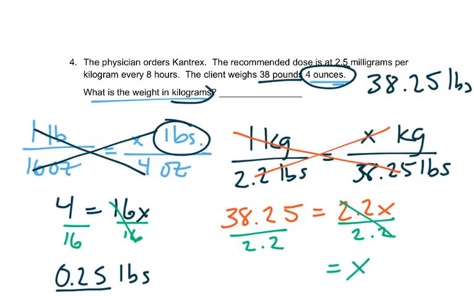So 38.25 divided by 2.2 is 17.38636. Remember that for weight we want to, and it keeps going, round to the nearest hundredth. So this number after the 8 is a 6. That tells us the 8 needs to go up. So we'll end up with 17.39 kilograms.